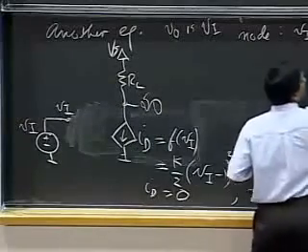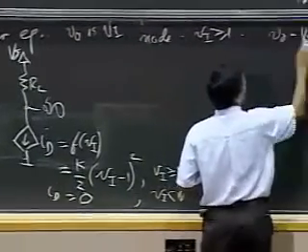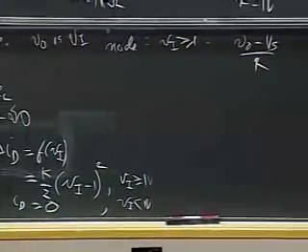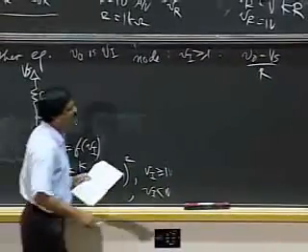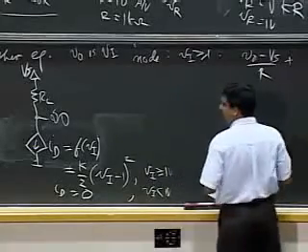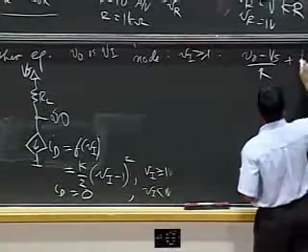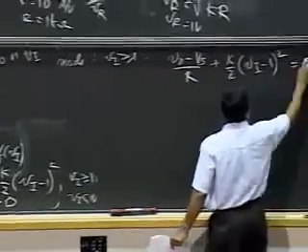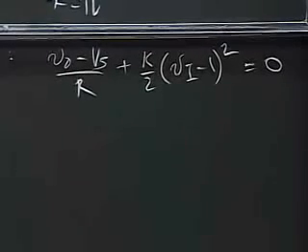So I get V0 minus Vs divided by R. That's the current going up, plus the current going down must sum to 0. Plus ID must sum to 0. And ID is known to be K divided by 2 times Vi minus 1 whole squared. That must equal 0. Straightforward application of the node method. Current going up plus the current going down at this node should equal 0 because the total current leaving the node must be 0. Okay?